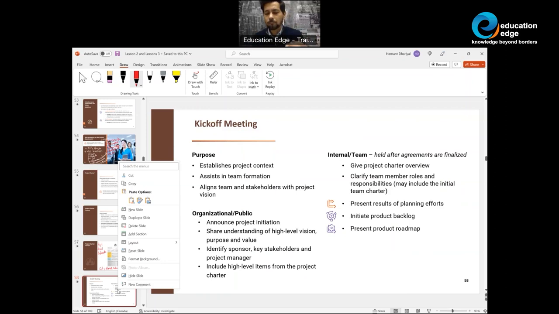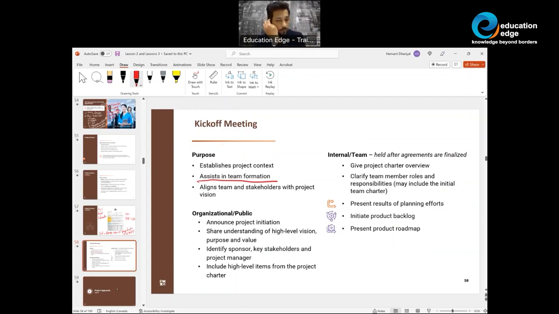The goal of the kickoff meeting is to help build shared understanding of the project. The goal of the kickoff meeting is to communicate the vision. The goal of the kickoff meeting is to bring teams on board, and it assists in team formation.